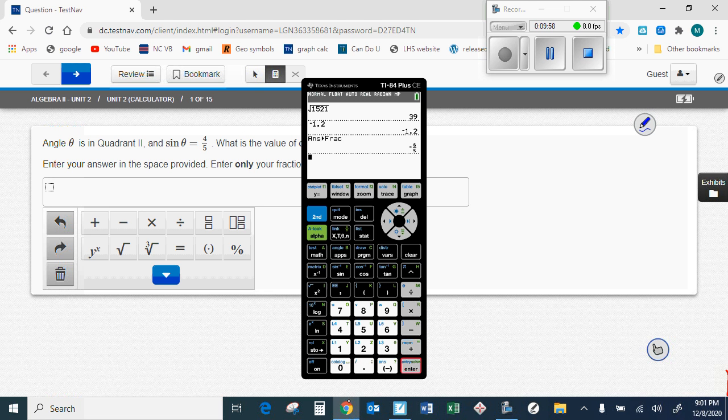Of course, we had the other one of 3/4 already. So that's how you use a graphing calculator and solve both those.